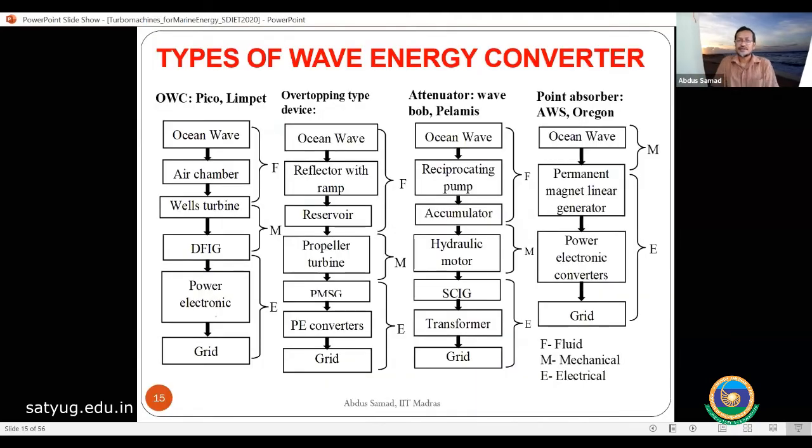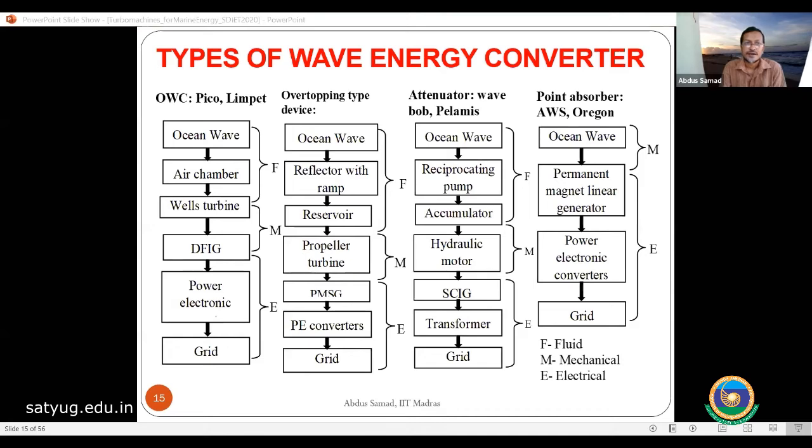Okay, so I told you there are several types of wave energy systems. There is the OWC, the Pico power, the Pelamis power, and the AWC, Archimedes Wave Swing.